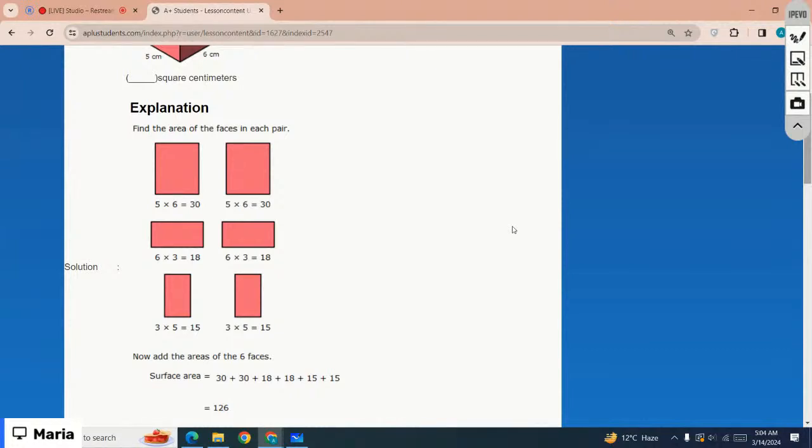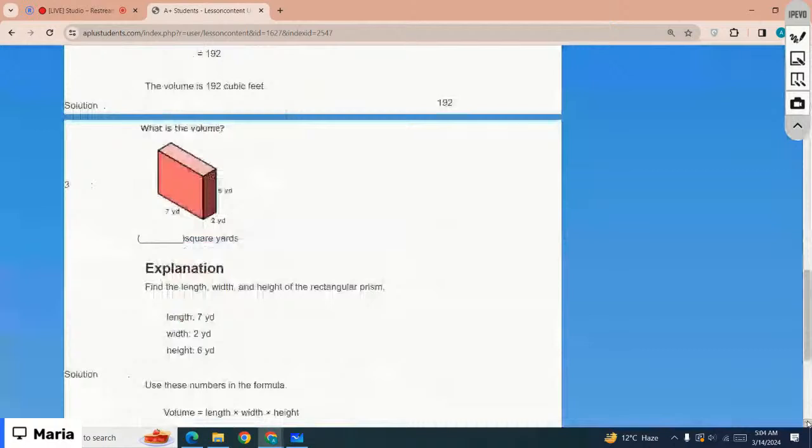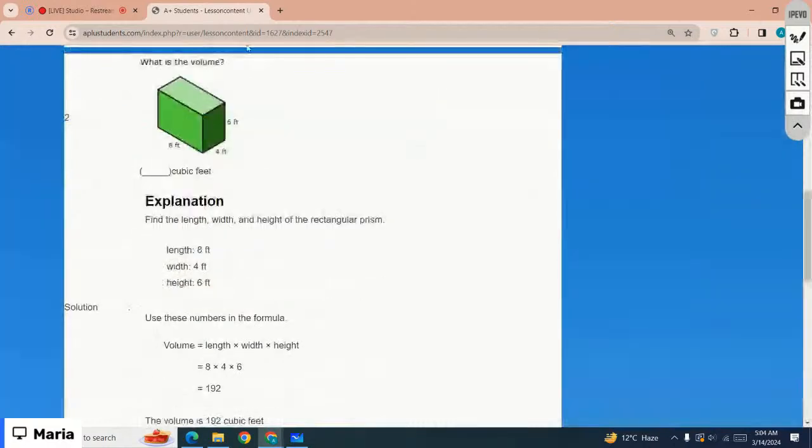Whenever you have something like this triangular prism, you have to calculate the area of all the faces. You have to add them, and that is the surface area of the whole figure, right? Okay, then you have volume. What is the volume? How do we calculate the volume?